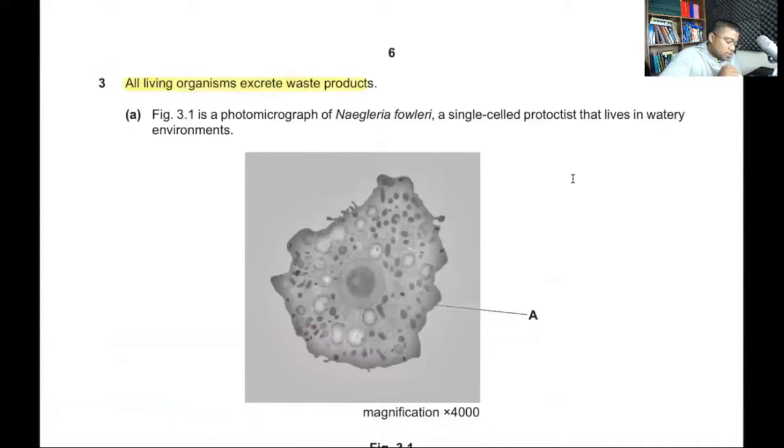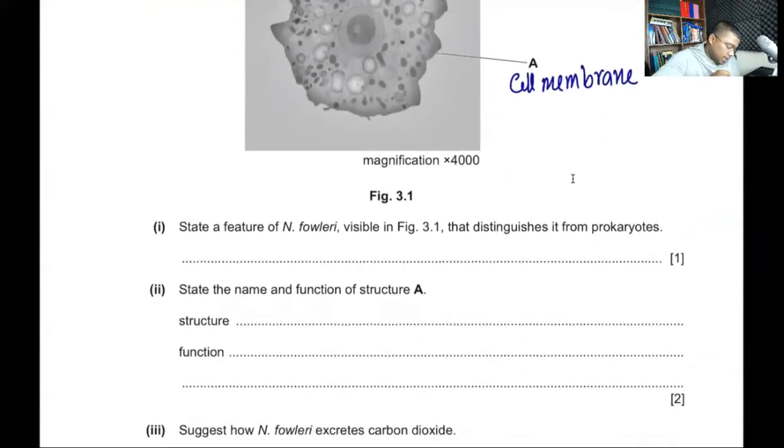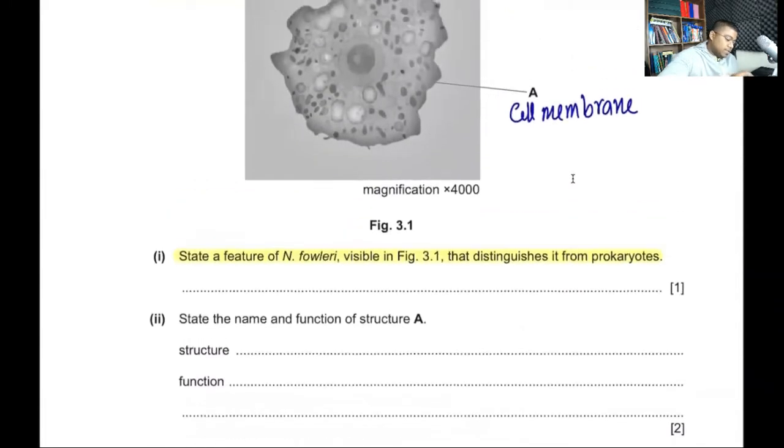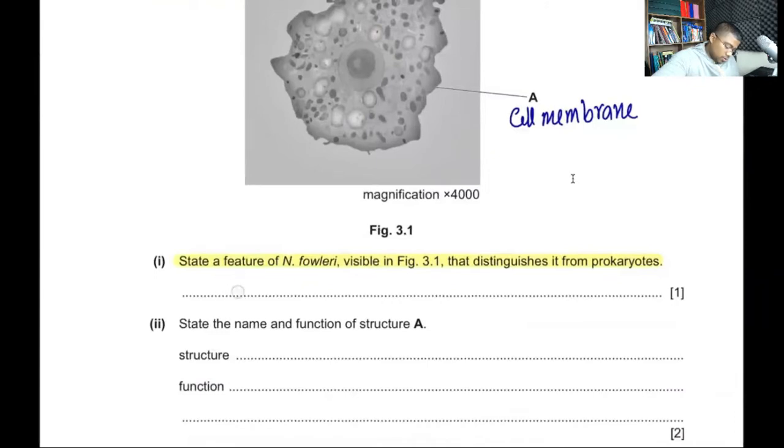All living organisms excrete waste products. Figure 3.1 is a photomicrograph of a Naegleria fowleri, a single-cell protoctist that lives in watery environments. A is labeled cell membrane. State a feature of N. fowleri visible in figure 3.1 that distinguishes it from prokaryotes. Guys, we can visibly see the nucleus. Prokaryotes don't have a nucleus.